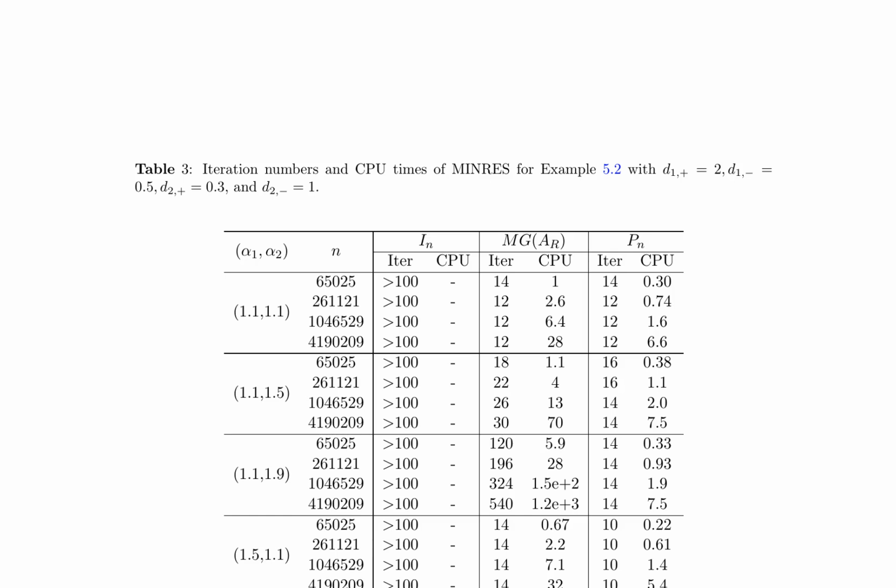The MINRES method with preconditioner Pn is applied to example 5.2, yielding significant improvements in convergence rates and CPU times compared to the unpreconditioned MINRES method, as demonstrated in Table 3. The preconditioner clusters the eigenvalues of Enan, as shown in Figures 10-12, leading to faster convergence. This improvement implies that the preconditioned MINRES method's performance is independent of the mesh size.